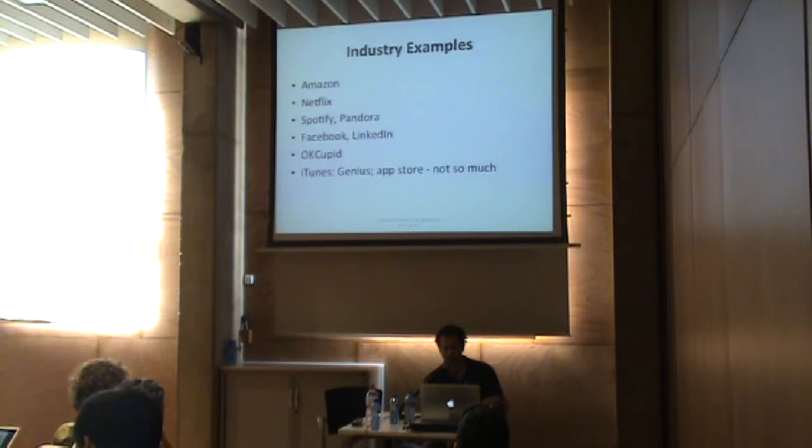LinkedIn is doing the same thing. OkCupid is a dating service in the US at least, and they're making recommendations and trying to protect users' privacy at the same time. iTunes has had Genius for a year or two, which is available within the iTunes product. I don't think they really offer much in the way of recommendations within the iTunes store. I don't know if that's because they have just a huge selection. What is it? 1 billion apps available, half a billion.